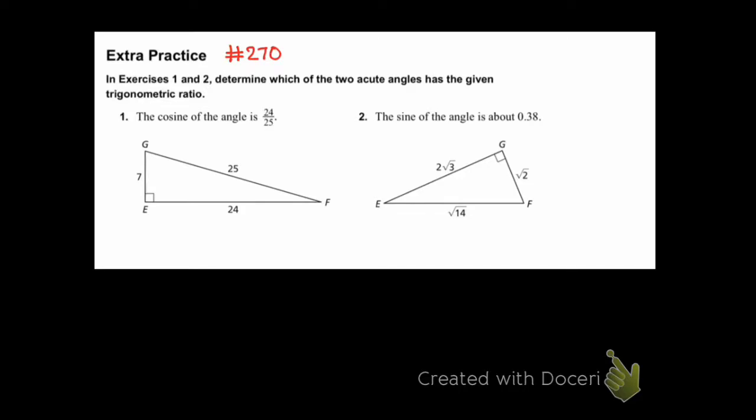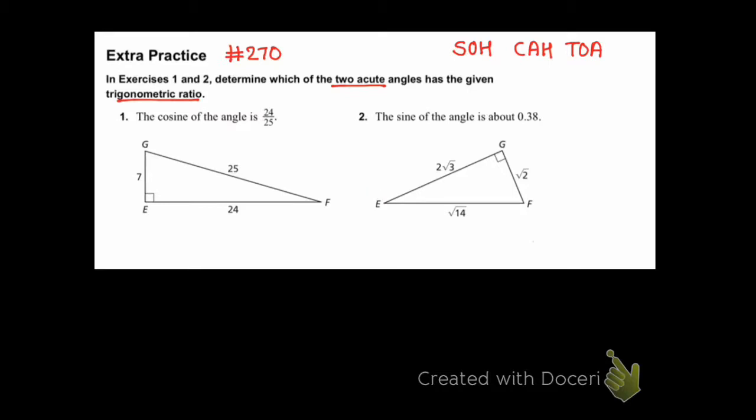And before we do that, we need to remember the basic formula for trigonometric ratios. That's SOH CAH TOA. We have to apply that here, and let's start with the first question. First and second, determine which of the two acute angles has the given trigonometric ratio. We have to find which one has the given trigonometric ratio.